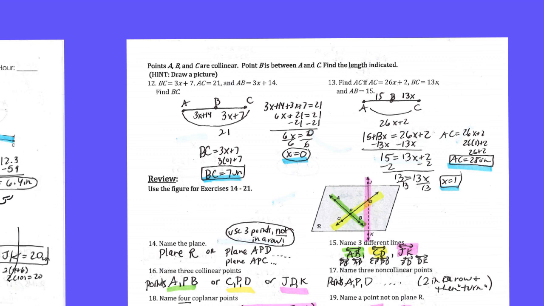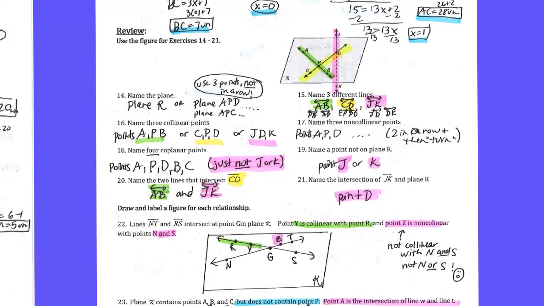You can see the answer to 13. They tell you AB, they tell you BC, they tell you AC. So add up the two parts, 15 plus 13x, set it equal to the total, which is 26x plus 2. Solve for x, you get 1. Plug that expression back into, they want you to find AC, okay? And your answer is going to be 28. So kind of cute.